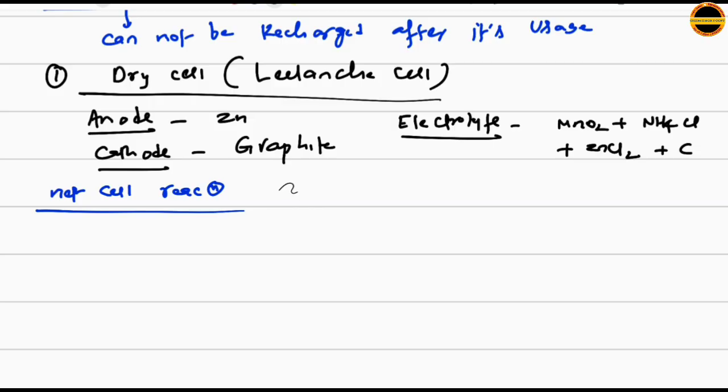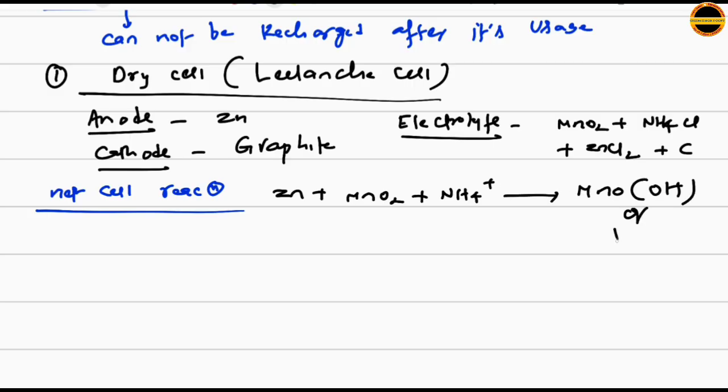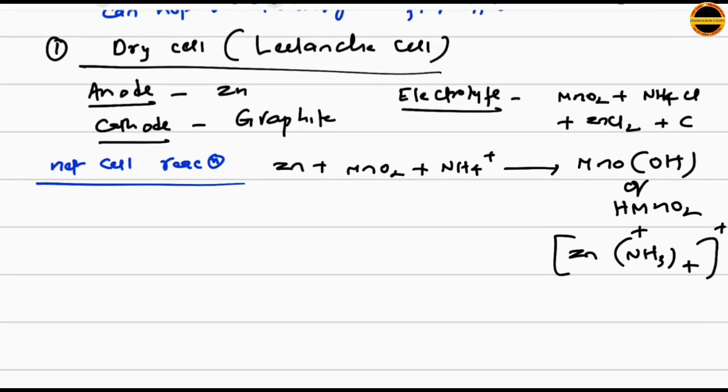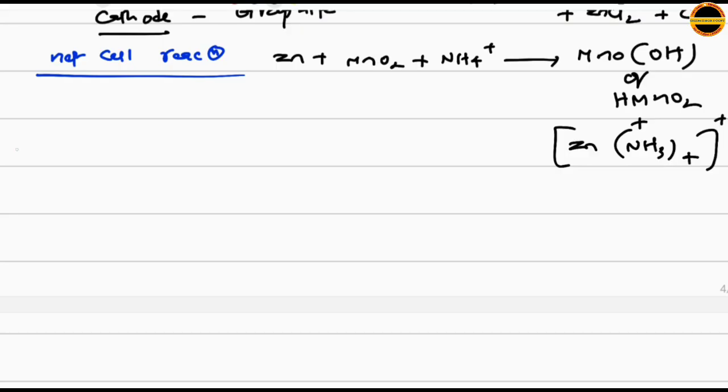Net cell reaction: zinc plus MnO2 plus NH4+, giving MnOOH, which is also written as HMnO2, both are the same, plus another complex, zinc tetraamine, Zn(NH3)4 2+. So it is the net cell reaction that happens in the dry cell. So one example is the dry cell under primary cells. So copy it.